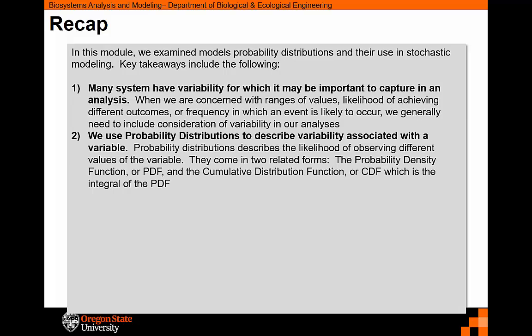Second, we use probability distributions to describe variability associated with a random variable. Probability distributions describe the likelihood of observing different values of the variable. They come in two related forms: the probability density function, or PDF, that describes the frequency with which a particular value of a variable is likely to be observed, and a cumulative distribution function, or CDF, that is the integral of the PDF and that describes the cumulative likelihood of observing different values of that variable.